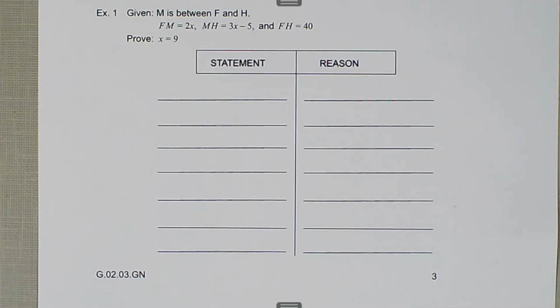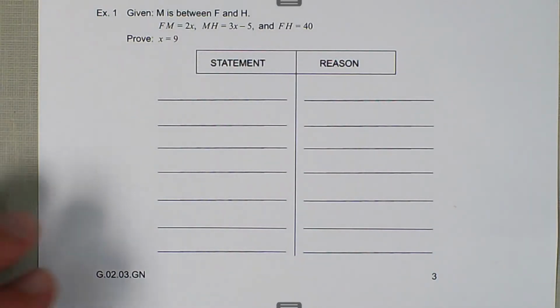We're talking about algebraic and geometric proofs, and here's an example to talk about. It says, given M is between F and H, and FM is equal to 2x, and MH is equal to 3x minus 5, and FH is equal to 40.